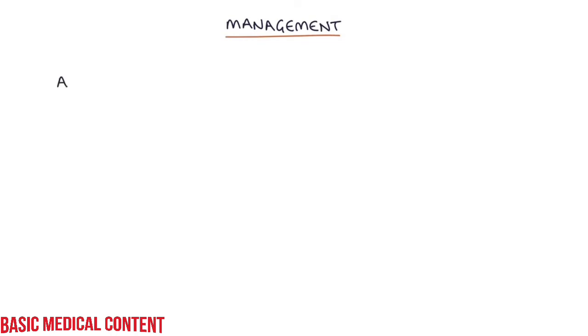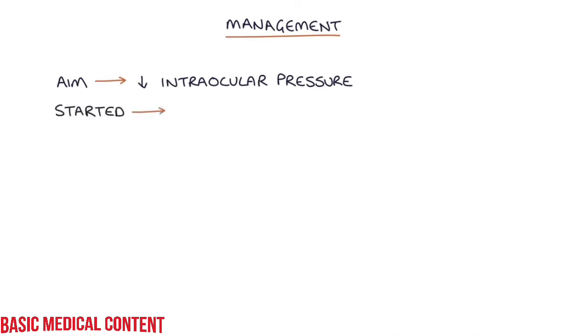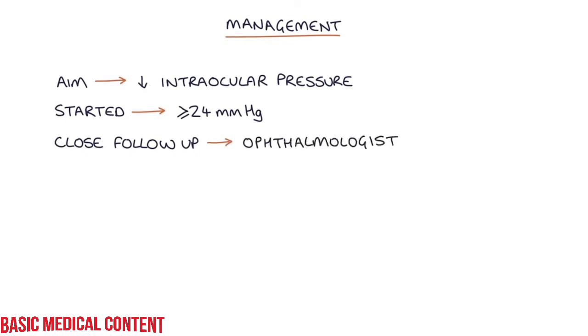Management of glaucoma aims to reduce the intraocular pressure. Treatment is usually started at an intraocular pressure of 24 millimeters of mercury or above. Patients should be closely followed up to assess the response to treatment, and treatment will be guided by an ophthalmologist.